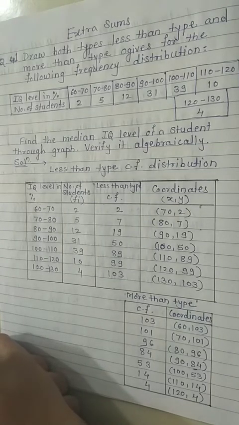Hello students, today I am going to explain how to obtain the median from the more than type ogive and less than type ogive together. For that I am going to explain here two sums.